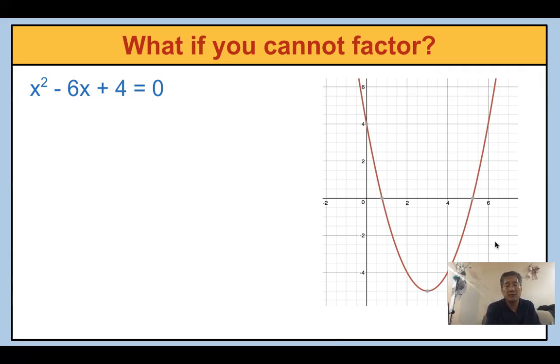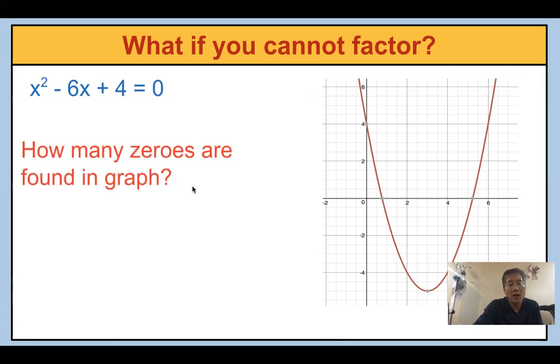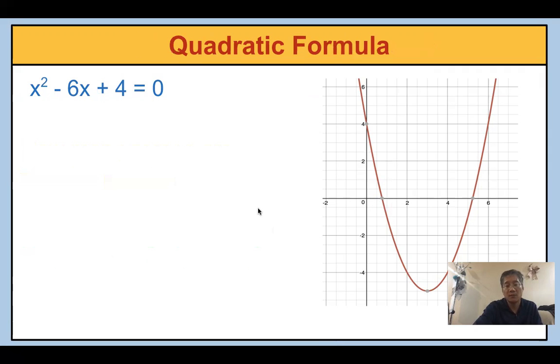How can we find it? Yes, we should use the quadratic formula. But before we do it, let's think about how many zeros are found in the graph. Yes, 2 zeros, right? 2 zeros. How can we find out these zeros? I said we are going to use the quadratic formula.